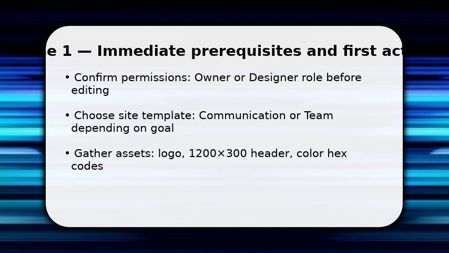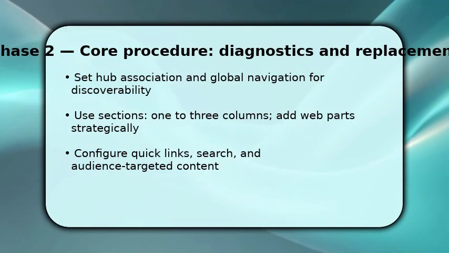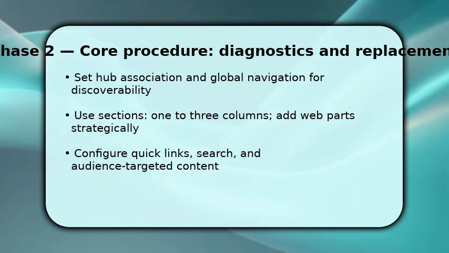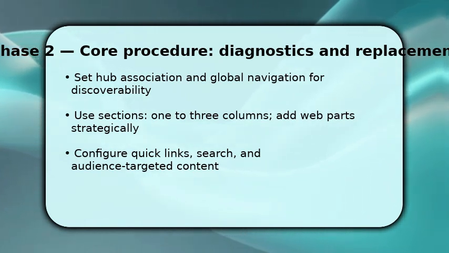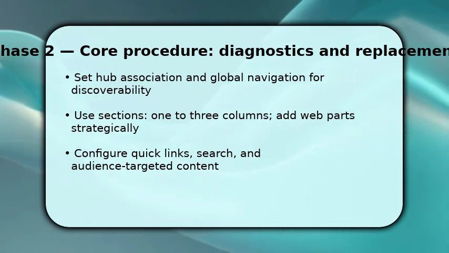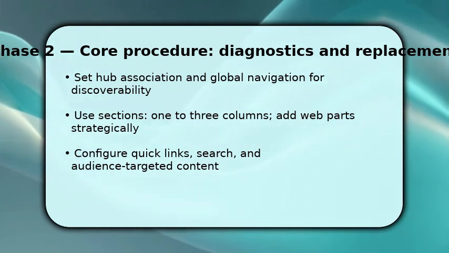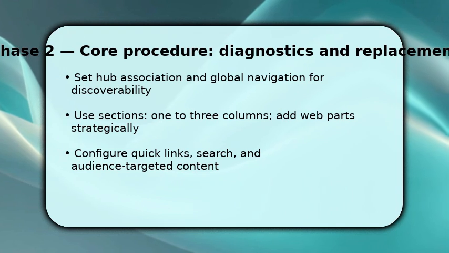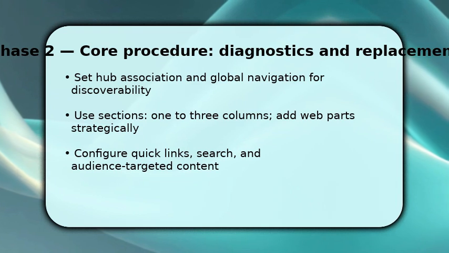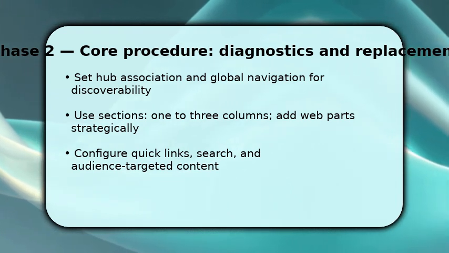Now open the site settings and access, change the theme and header layout, and start applying those assets immediately. Once branding is placed, refine the layout to guide users where you want them to go. Start by organizing the home page with 1 to 3 column sections. Add web parts like Hero for focus, quick links for actions, and highlighted content for dynamic files.